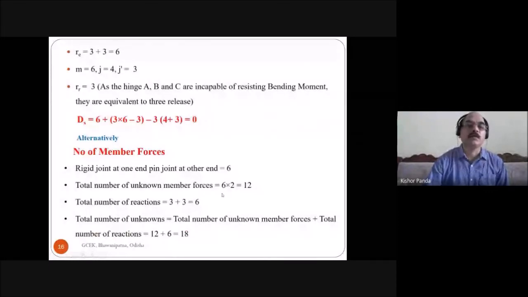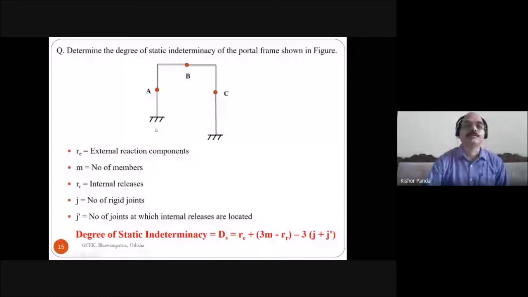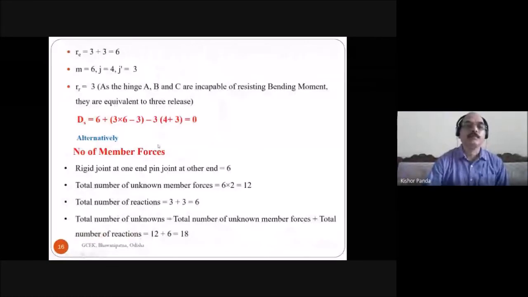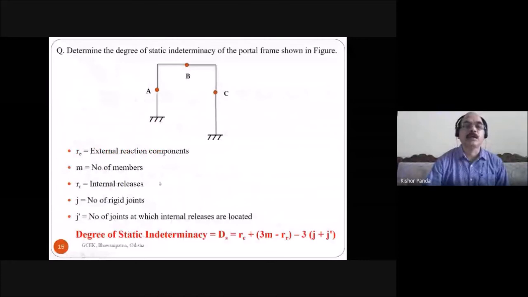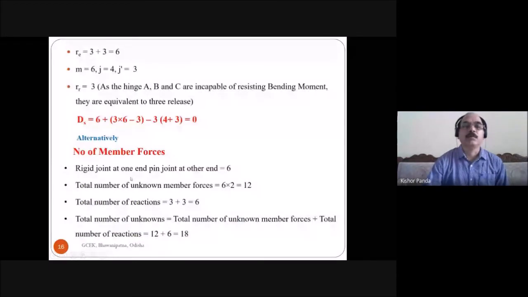Alternatively, you can also find out. Here you see rigid joint at one end, pin joint at other end. Here you count. Rigid joint at one end and pin joint at other end. So this is rigid joint and this is pin joint. 1, this is rigid joint, this is pin joint. 2, rigid joint, pin joint. 3, rigid joint, pin joint. 4, rigid joint, pin joint. 5, rigid joint, pin joint. 6. So the total number of members with rigid joint at one end and pin joint at the other end is 6.